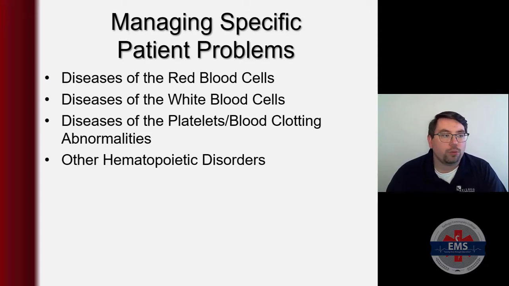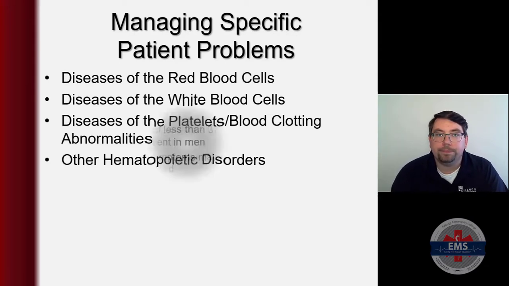In the following sections, we're going to examine diseases of the red blood cell, and these are the most common hemopoietic problem that we encounter. Second, we're going to look at white blood cell disease. These include things like leukemias, lymphomas, and other similar illnesses. Finally, we're going to present the disease of platelets and blood coagulation along with other hemopoietic disorders.